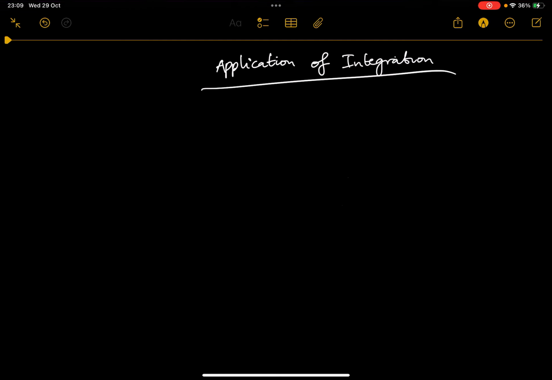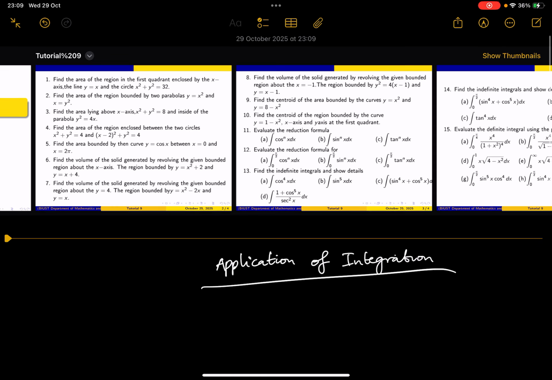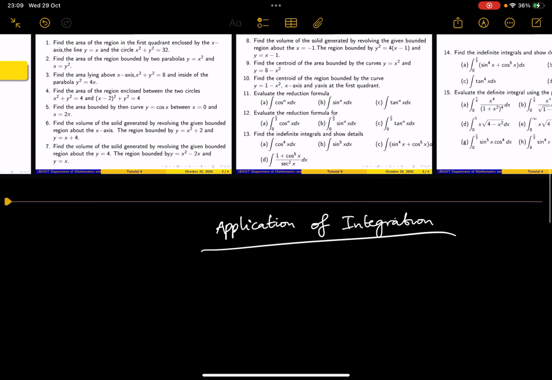Today we are looking at the application of integration. So we're basically going to solve just a couple of questions here, where we are going to look at concepts like the area of a region, volume of a solid, and also the centroid of an area bounded by certain graphs.